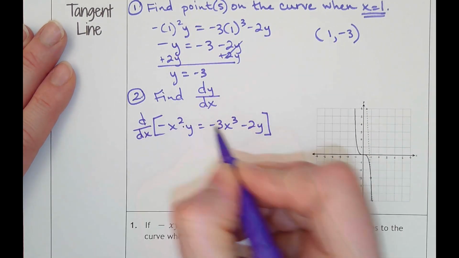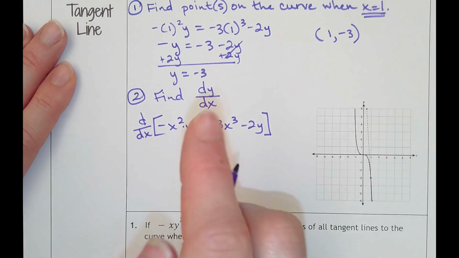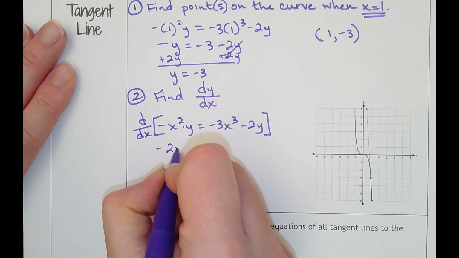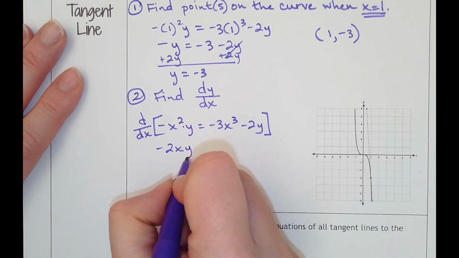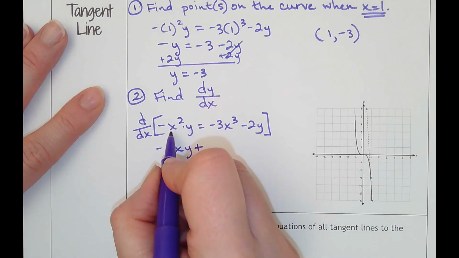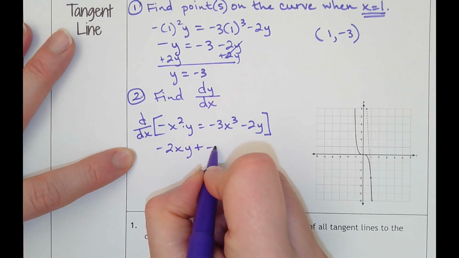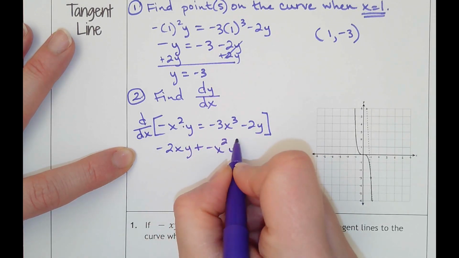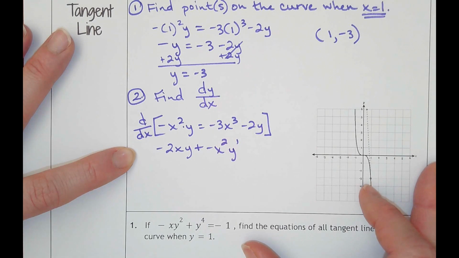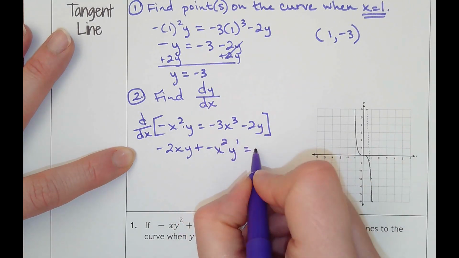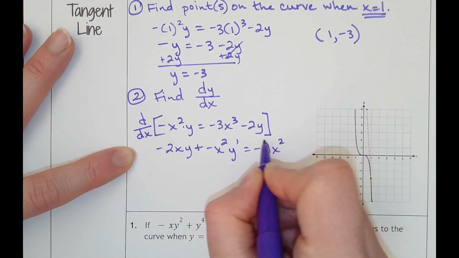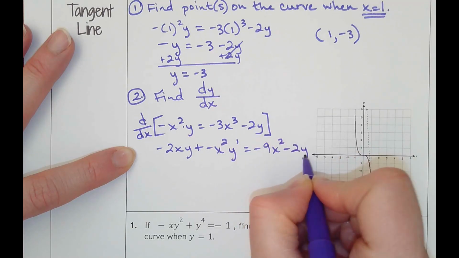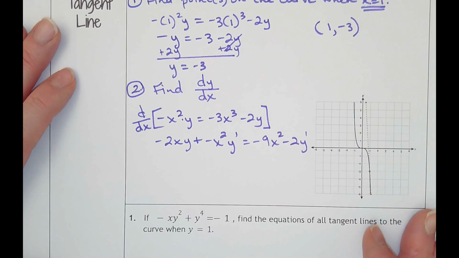Okay, I've got a product rule here. So I'm going to take the derivative of the first part. That would be negative 2x times just a normal y plus, now I'm going to keep the negative x squared, but then take the derivative of y, which I'm going to call y prime, equals negative 9x squared. That would be negative 2, but I have to have times y prime.